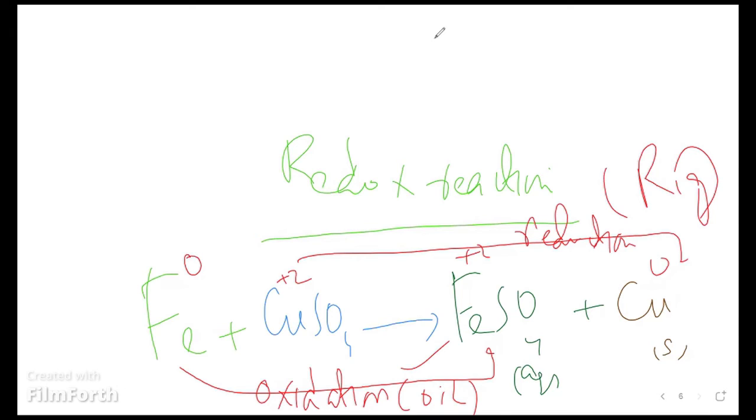So redox reactions are displacement reactions, and if you add any metal to a transition metal compound, a color change is always observed. Now this solution is blue. This one is pale green. So the solution turns from blue to pale green, and pink solid is deposited in the reaction.